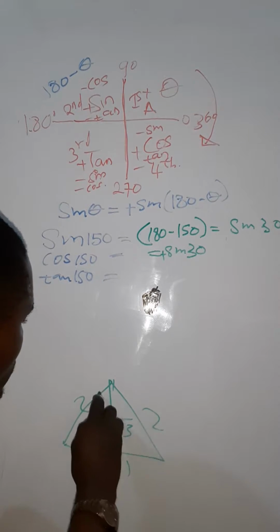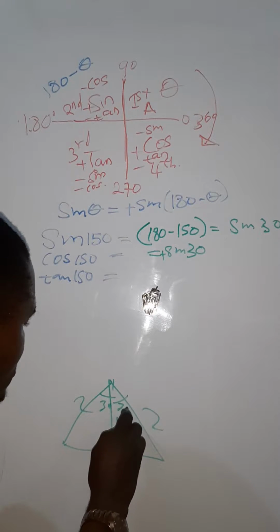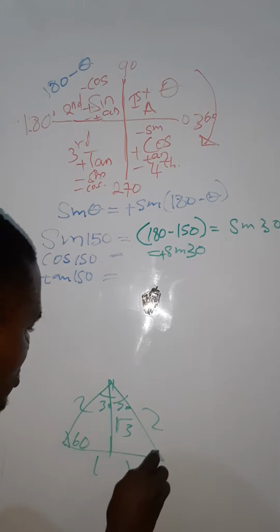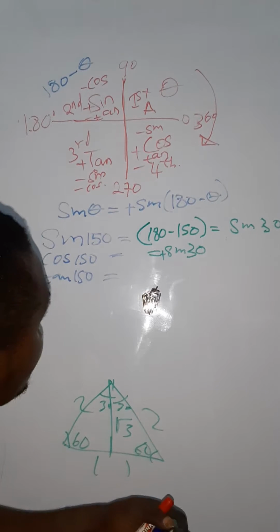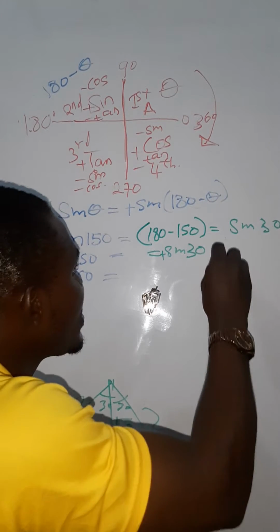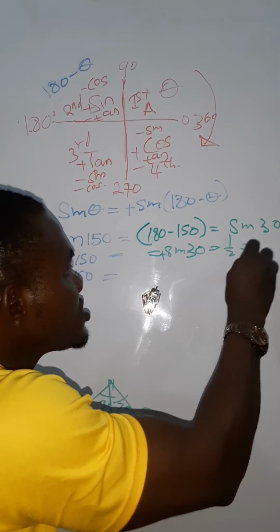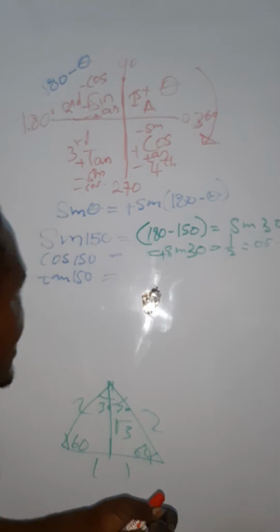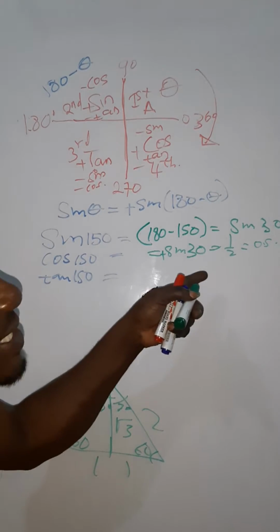Here is 2, 2. So 30, 30, then 60, then 60. So if I'm looking for sine 30, this is 30, opposite over hypotenuse. That is 1 over 2, which is 0.5. So that is that for sine, positive.